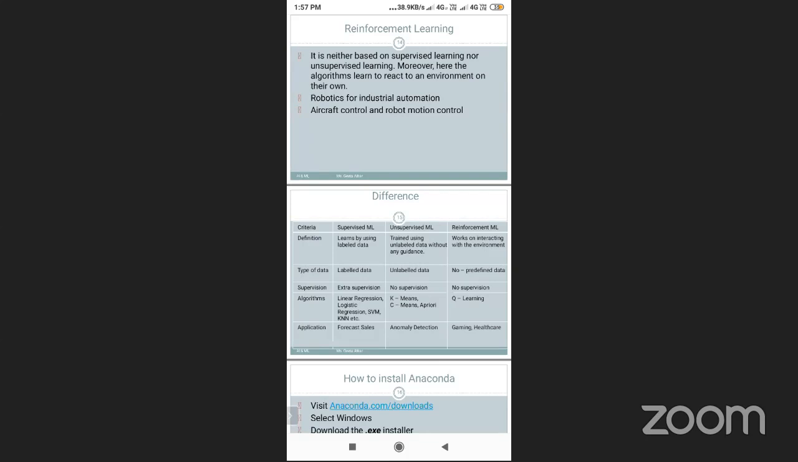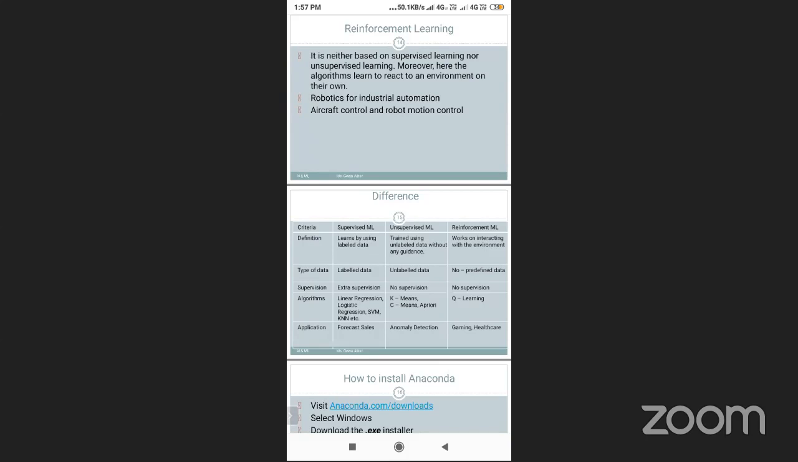In case of share marketing, from the previous sales we can forecast what the sale will be for a particular product in the next few days. That is one example of supervised learning. And for unsupervised learning, one example is anomaly detection.